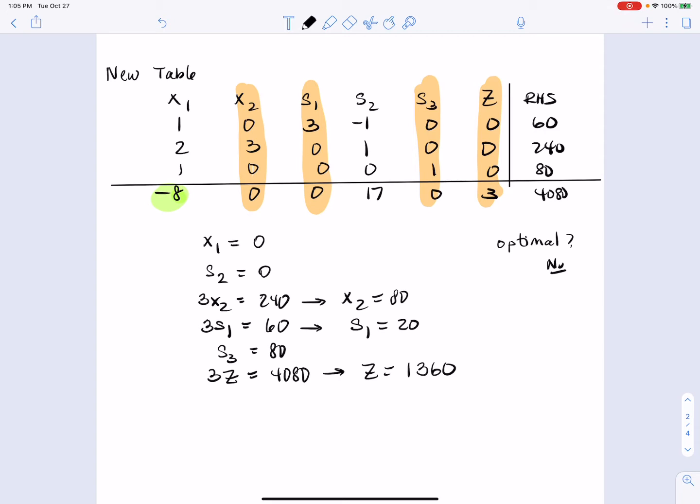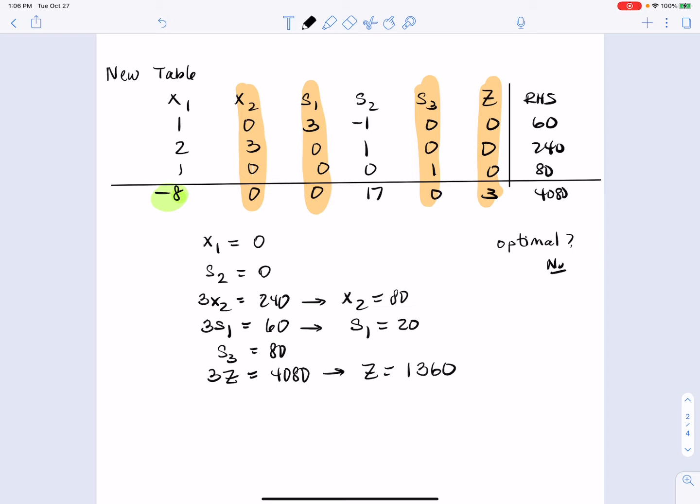And that is because there is still a negative entry in the last row, which corresponds to our z row, remember. And that is because if there's a negative entry, that means that z could be made larger by eliminating that negative entry, okay? So we do have to go through the whole pivoting process one more time.